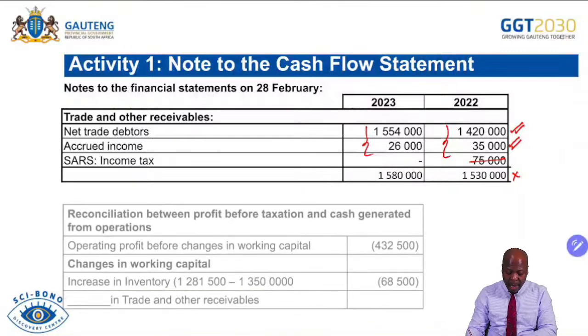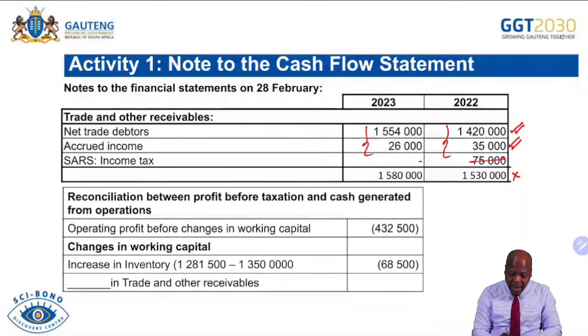All right, let's see if we can write these amounts down. So when we come here now, what do we see in our trade and other receivables? Do we see an increase or do we see a decrease? Okay, so to begin with, we need to add some particular figures. I'm going to use this top part here.